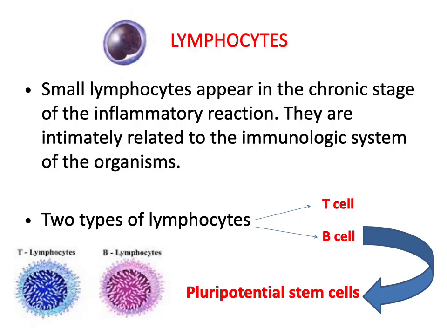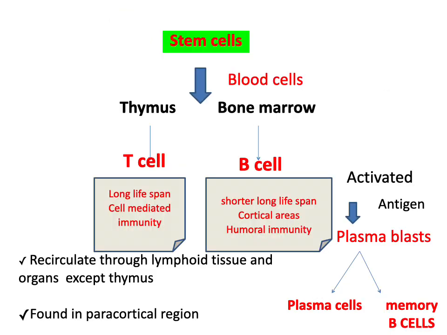Second is lymphocytes. Lymphocytes are of two types, T cell lymphocytes and B cell lymphocytes. The lymphocytes are derived from pluripotent stem cells. The stem cells are derived from thymus and bone marrow. If it is derived from thymus, it is the T cell. If it is derived from bone marrow, it is the B cell. The T cell is long lifespan and the B cell is shorter lifespan. It is basically found in the paracortical region.